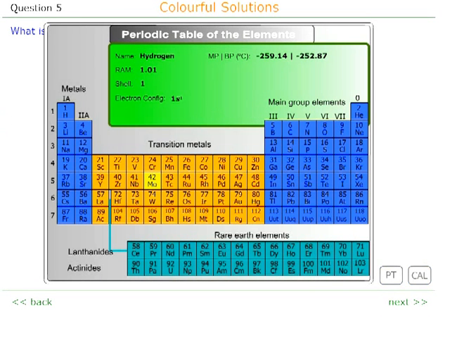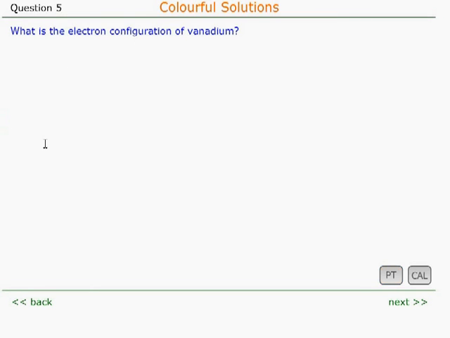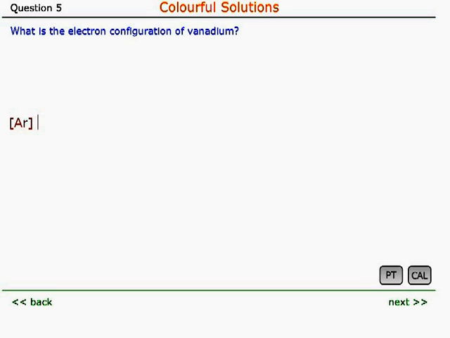Well, vanadium is in the transition metals. There we are, element number 23. And that means that all of the shells in the first, the second and the third periods are full. And if we go to the right over here, we can see that the full shells are represented by argon. And so we can start by putting argon in square brackets, and that represents the electronic configuration of argon.